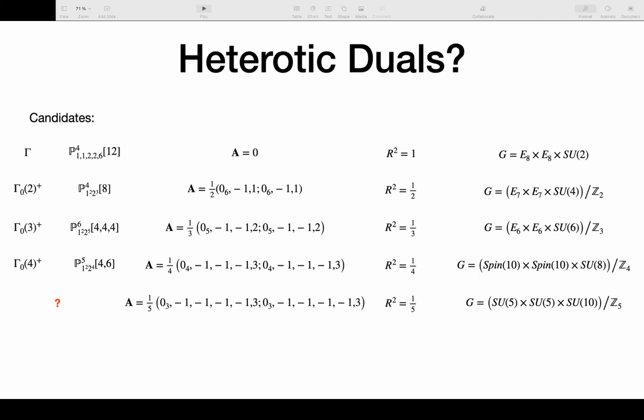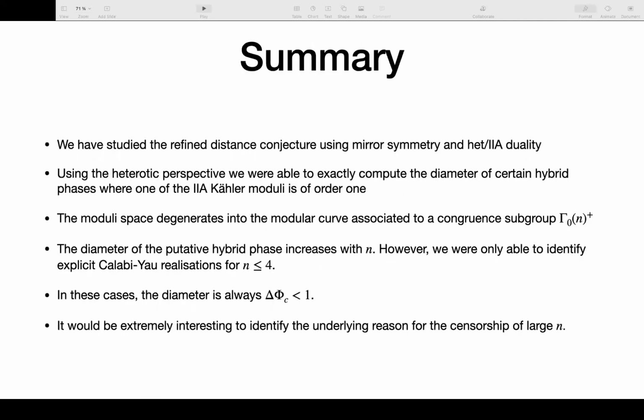That brings me to my conclusions. We have studied the refined distance conjecture using mirror symmetry and heterotic type IIA duality. Using the heterotic perspective, we were able to exactly compute certain diameters in phases which are, at least in type IIA, non-trivial to calculate, because some of the Kähler moduli are of order 1. In some limit, the moduli space degenerates into the modular curve associated to a congruence subgroup. And the diameter of the hybrid phase increases when we crank up the level of this congruence subgroup.